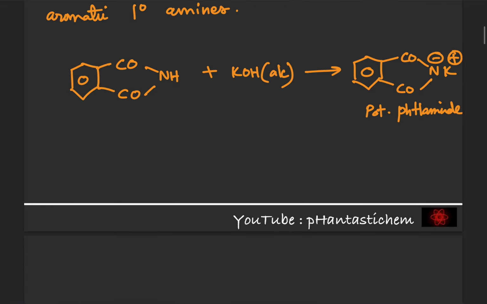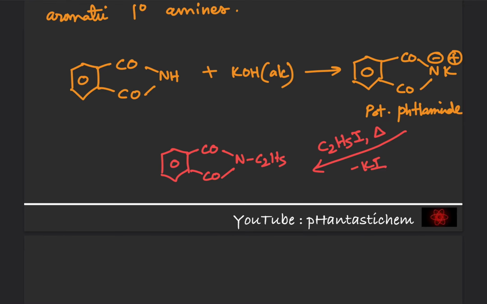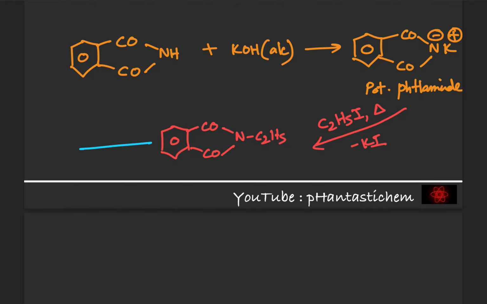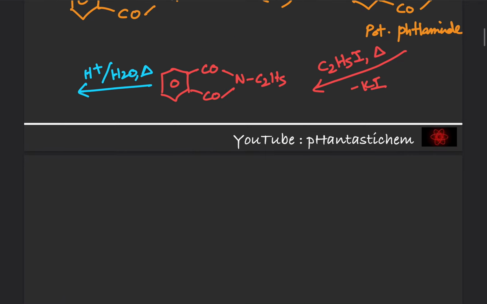Okay, then we treat this with C2H5I and heat. Okay, in that process we lose a molecule of KI and we get benzene ring, CO CO N C2H5, and then we do the acidic hydrolysis of this, H plus, H2O, and heat. In that process we get COOH, COOH plus C2H5NH2. So this is the amine.